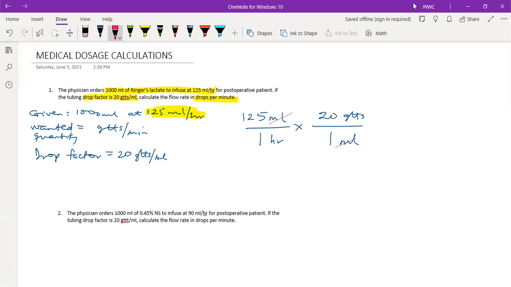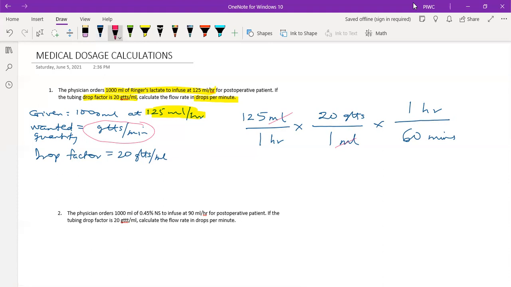But the question says you want drops per minute. So what should I do? It means I have to change the hour to minutes. I know that we have 60 minutes in 1 hour. Okay, so since I want to cross out the hours, the hour will have to be in the numerator. So that's a conversion factor. So 1 hour is equivalent to 60 minutes. The minutes is in the denominator because I want drops per minute.